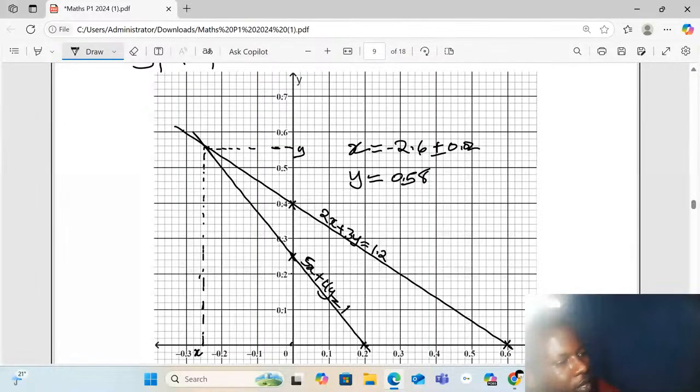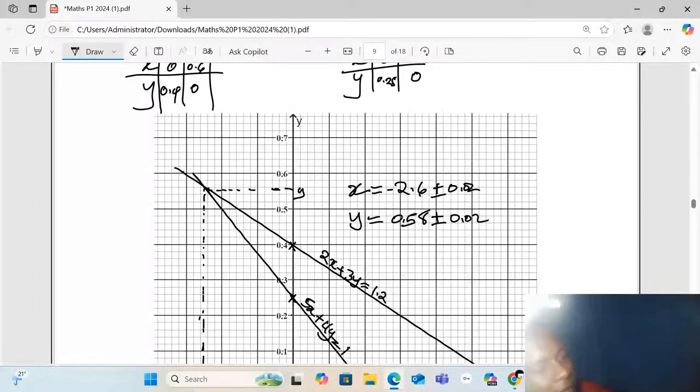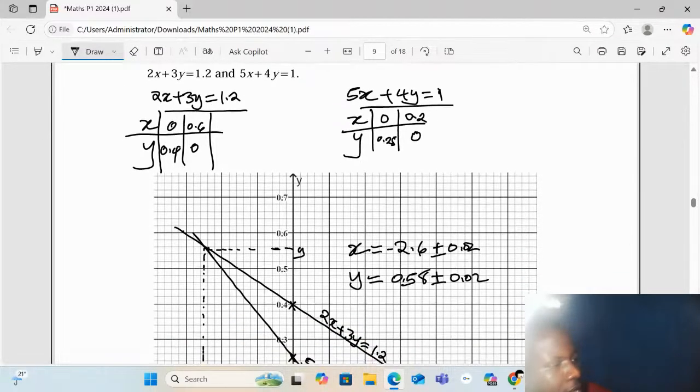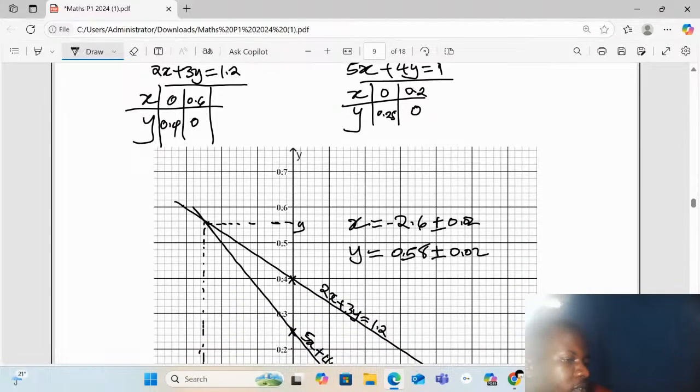We're going to give an allowance of plus or minus 0.02. That allowance applies to your value of x and y. So this is how you solve the simultaneous equation graphically. You simply read the values of x and the values of y where the 2 lines are meeting. That is how simple we find the value of x and y using graphical solution.